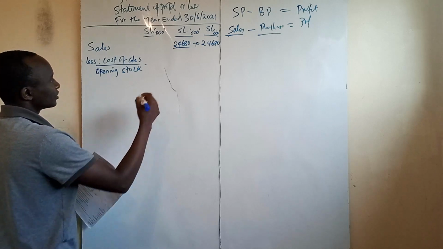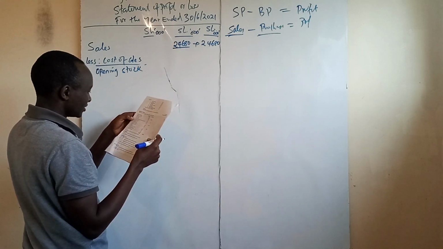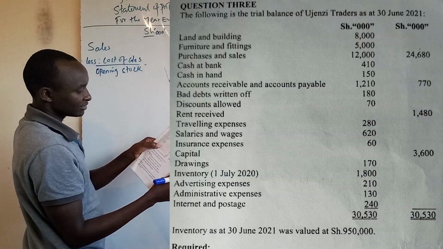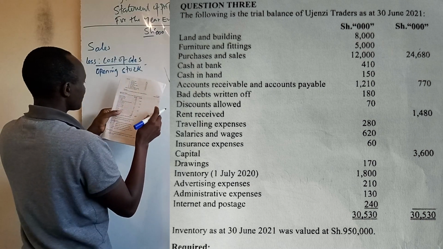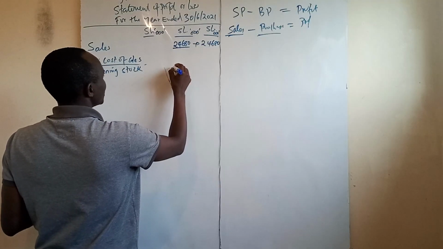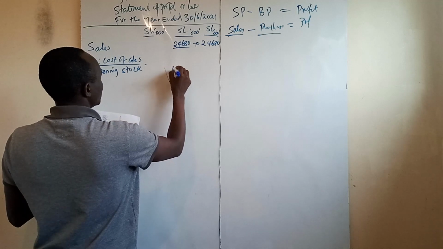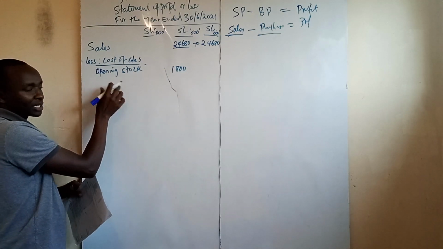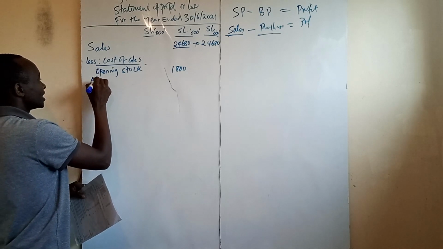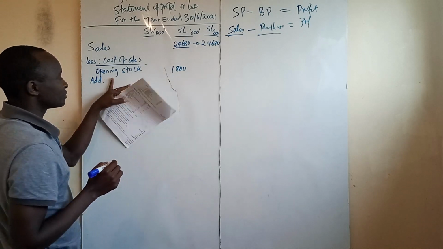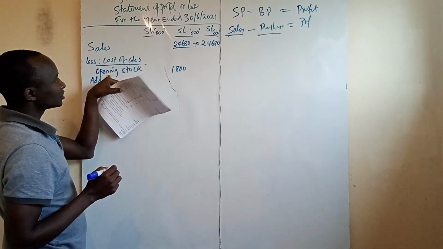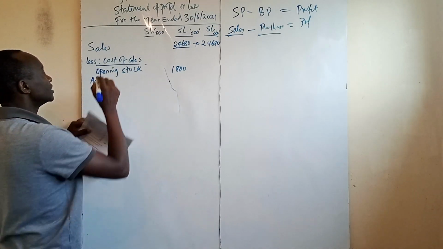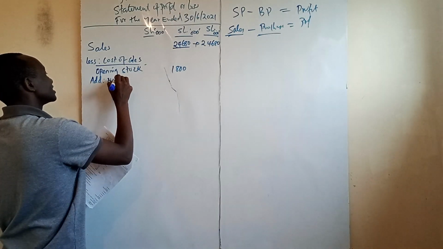We have the opening stock. We have opening inventory as at 1st July 2020, which was 1,800. And then to this opening stock, we purchased some, so we are going to add the figure of purchases. But what you are going to add to this opening stock is the net purchases. So we add the net purchases.